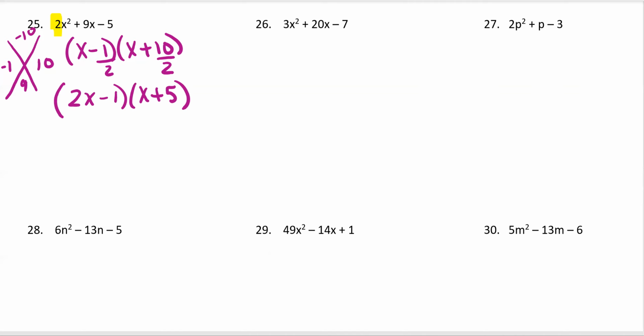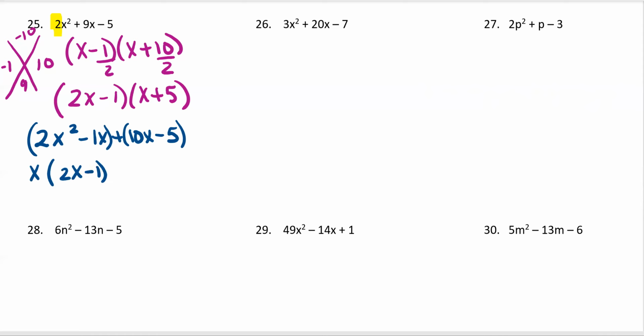I think I'll go ahead and work this one out using factor by grouping. In case you use that method, I don't want to leave you out here. So we will rewrite 9x as -1x plus 10x. Factor out our greatest common factor. There you go. Number 26, I'm going to leave that one up to you to work out.